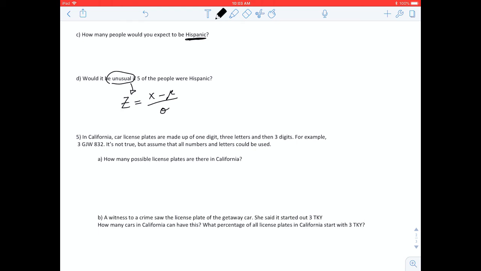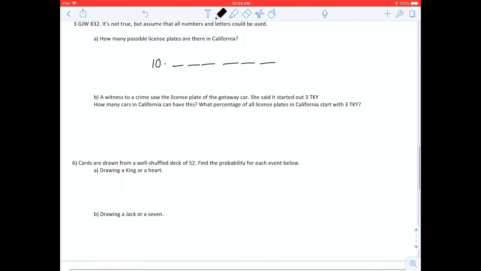License plates. They need to start with a number or a digit. There's 10 digits. Then it's got 3 in a row that are letters. So hopefully you know how many letters there are in the alphabet. And then it's got 3 more that are digits, so that would be 10, 10, 10, and multiply those.